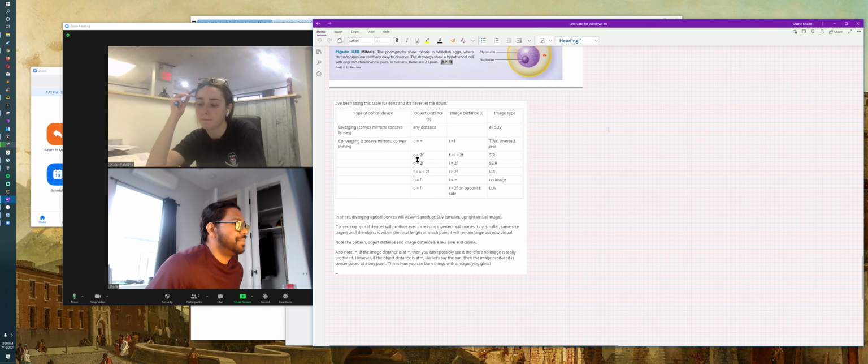When the object distance is greater than 2 times the focal length, the image distance is between the focal length and 2 times the focal length. Now, when the object distance is between the focal length and 2 times the focal length, the image distance is greater than twice the focal length.